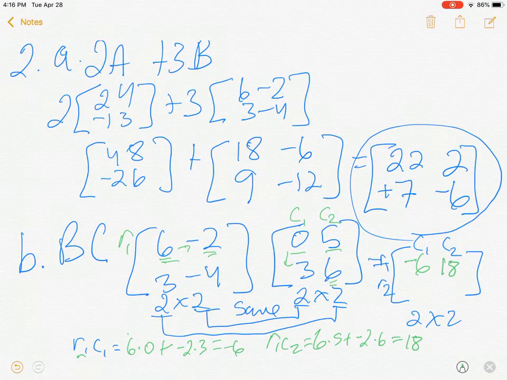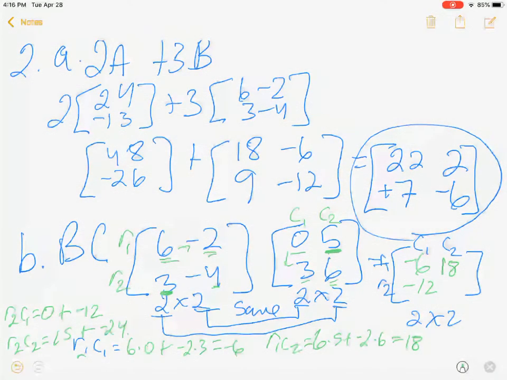Now to find row 2, column 1, I'm going to take row 2 times column 1. So I get 3 times 0, which is 0, plus negative 4 times 3, which is negative 12. That's going to be negative 12. Then to find row 2, column 2, I take row 2, starting at the 3, and multiply it to column 2. 3 times 5 is 15, plus, across left, negative 4, down with the right, times 6, negative 24. 15 plus negative 24 is negative 9. Okay, so there is that one.